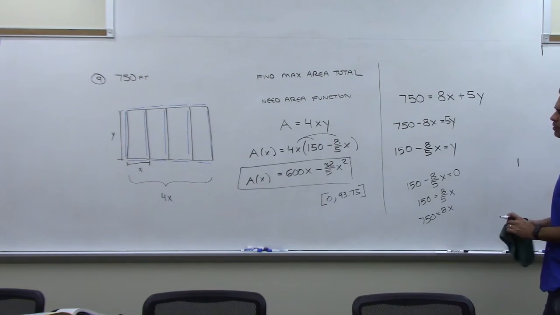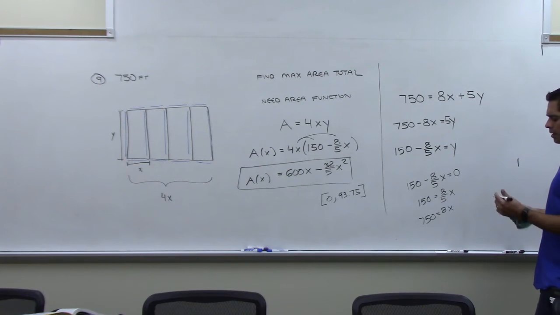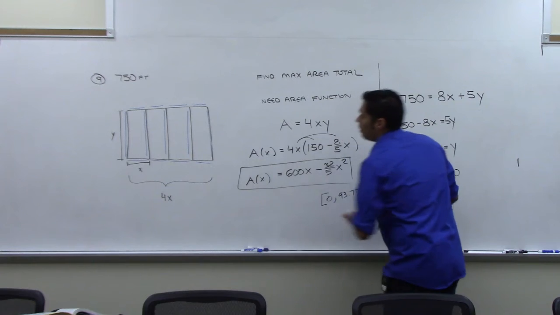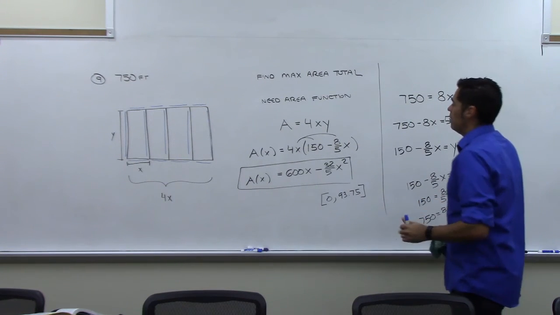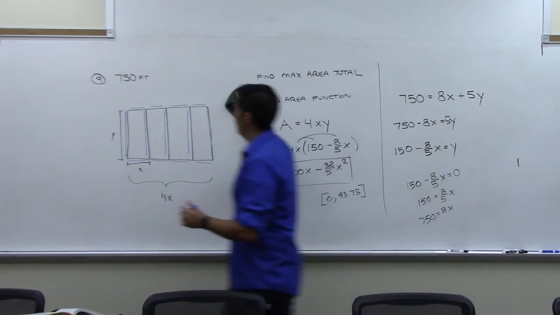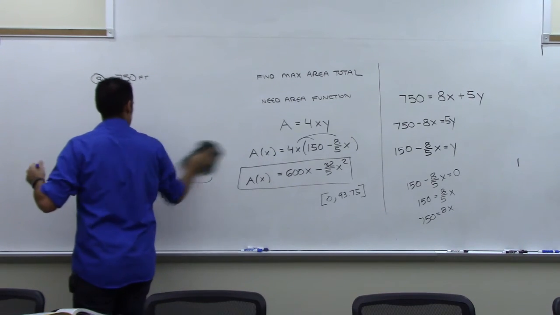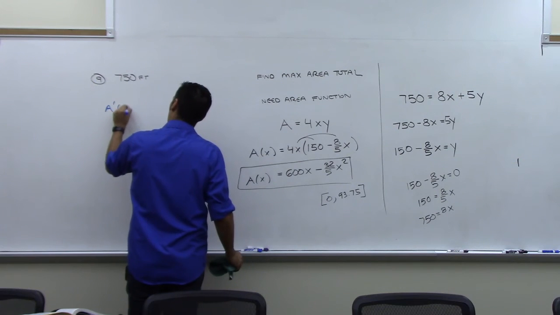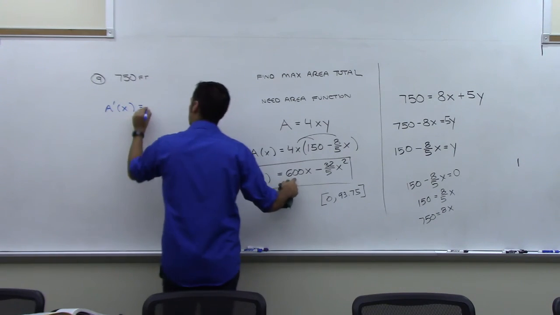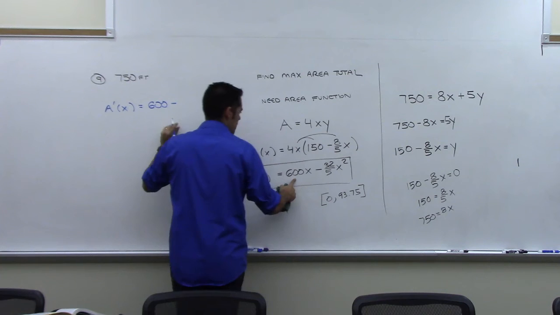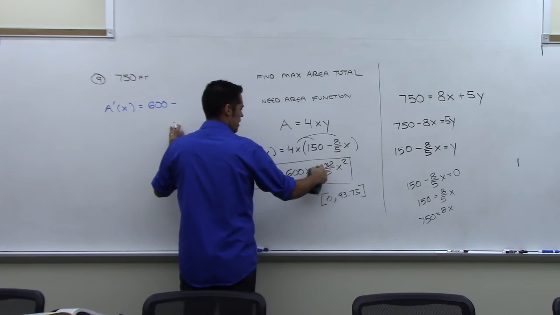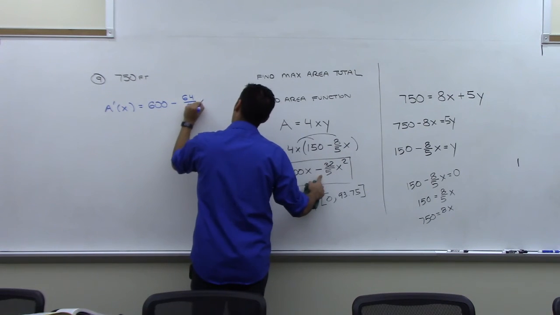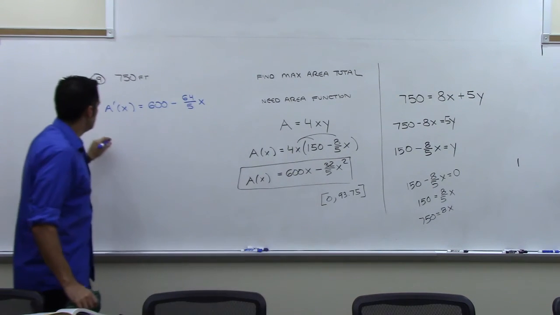All right, so we can use the closed interval method here. We're going to need to take the derivative. So let's take the derivative here of A. A prime of x equals 600 minus, okay, 2 comes out here, so you get minus 64 over 5x. And I'm going to set this equal to 0.